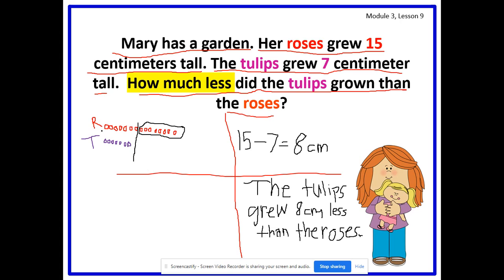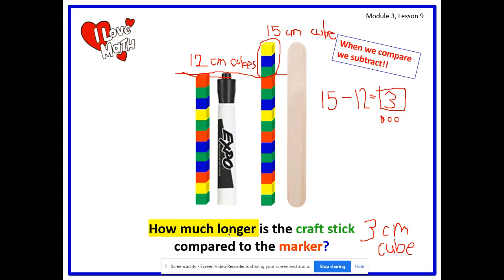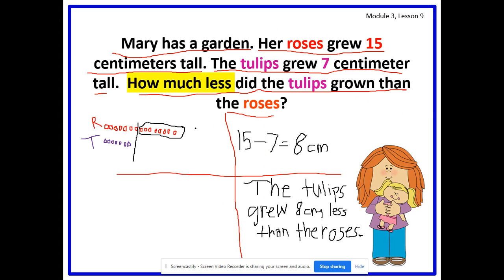So the roses grew 8 centimeters more than the tulips did. So remember the keywords. If it asks you how much longer or how much less, that means you're comparing two objects and you want to know. So you want to subtract, you want to minus. And here they wanted to know how much less the tulips grew because they only grew 7, right? So that means that the roses grew 8 centimeters more.